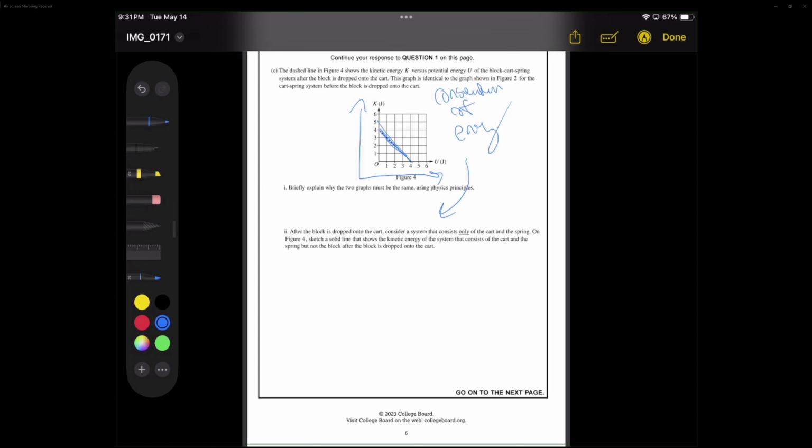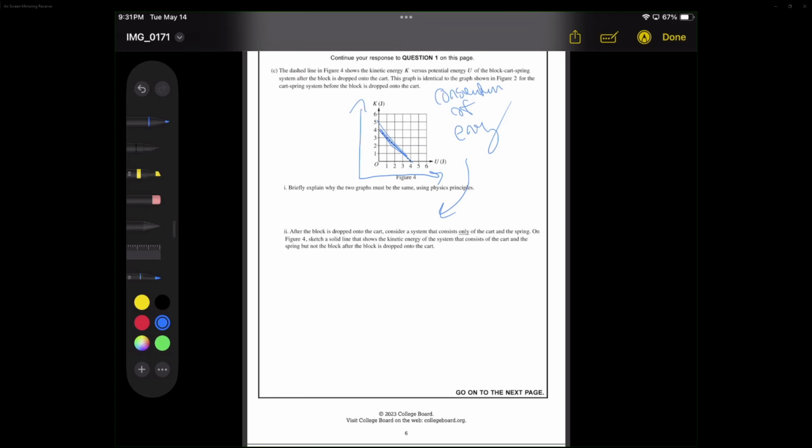Next part, after the block is dropped onto the cart, consider a system that consists only of the cart and the spring. On figure 4, sketch a solid line that shows the kinetic energy of the system that consists of the cart and the spring, but not the block, after the block is dropped onto the cart.